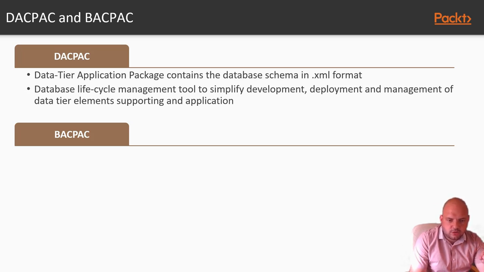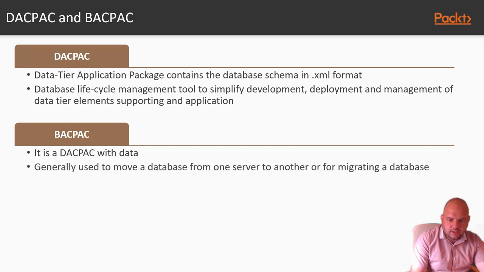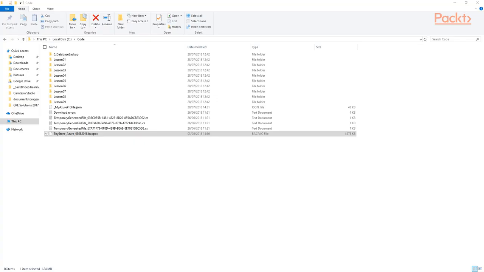It's generally used to move databases from one server to another, as we saw in lesson 2 where we were doing our database migration. We can view the contents of a BACPAC or a DACPAC by changing the file extension to a .zip and then extracting the zip folder.